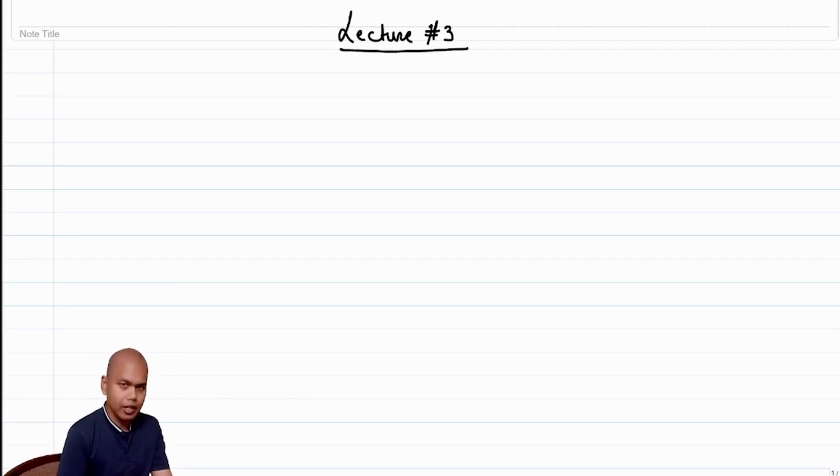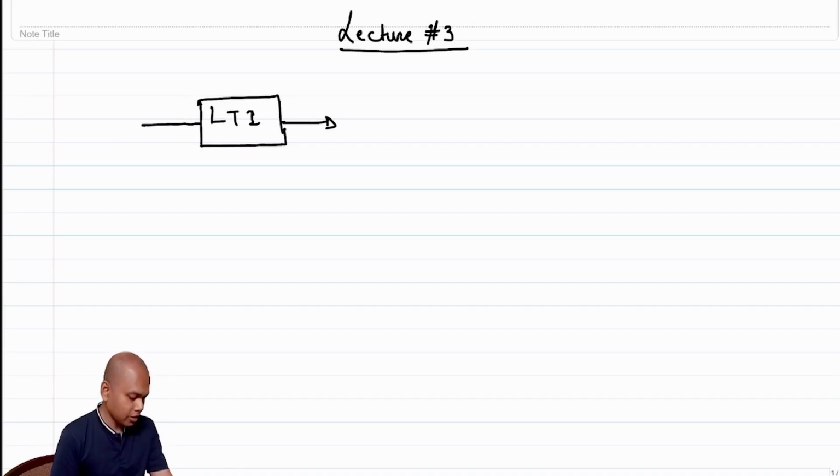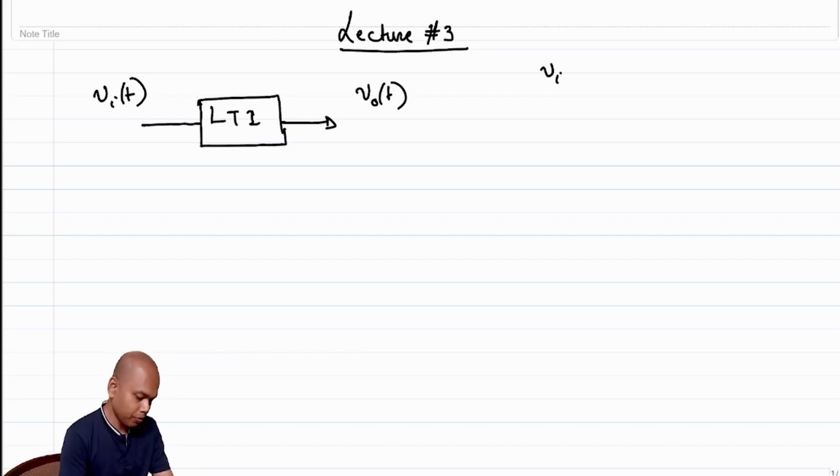So let's say I have a linear time invariant system. Firstly, what I mean by a linear time invariant system, note that it has two things. It has linearity and it has time invariance. Now, what is linearity? Linearity is nothing but if I say that I have an input, that is Vi(t), and the output is Vo(t), the linearity dictates that if I multiply Vi(t) by some constant alpha, the output will also get multiplied by the same constant alpha.